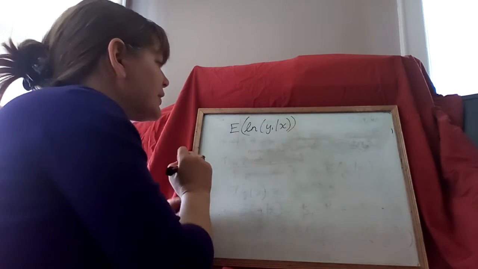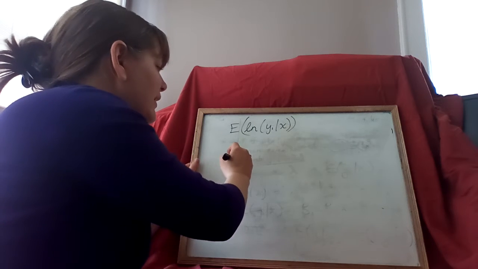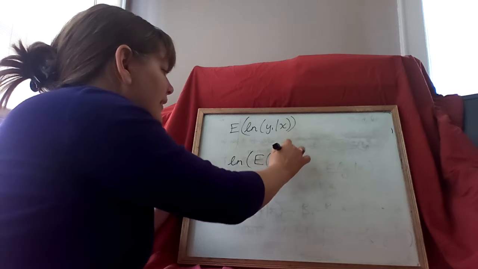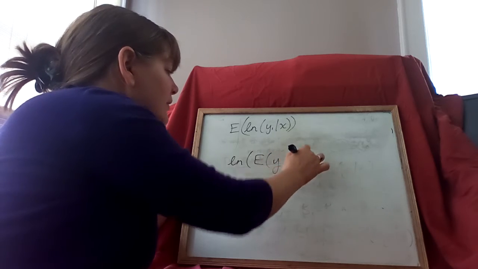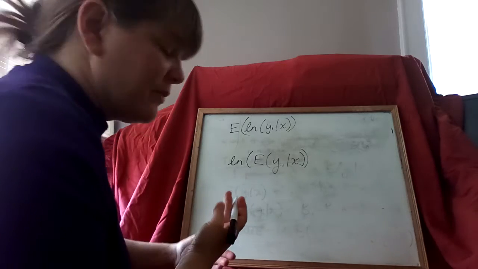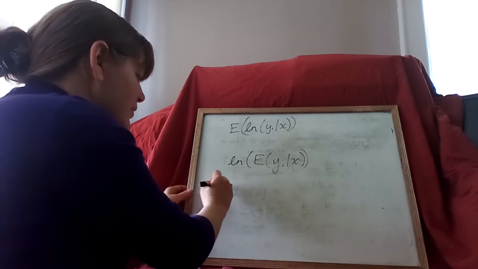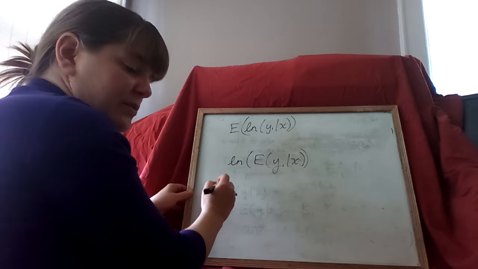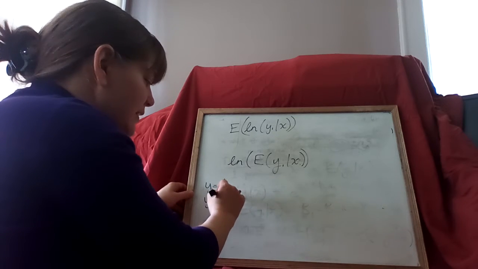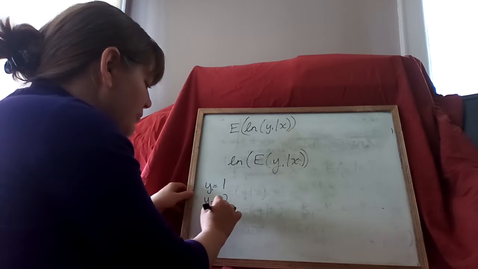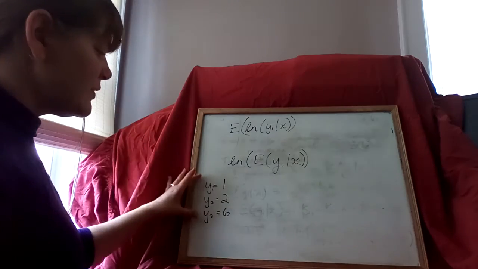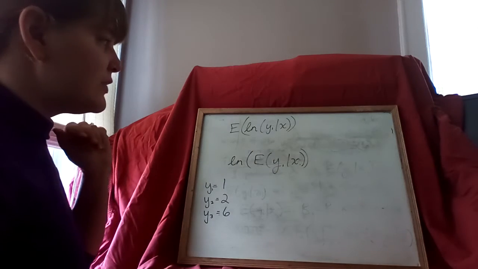So first we've got the expected log of y given x, and then I've got the log of the expectation of y given x. What I'm going to do is just calculate these for an example with 3 data points. So y1 is going to be the value 1, y for person 2 is 2, and y for person 3 is 6. So this is my data. I'm just going to calculate these two things.